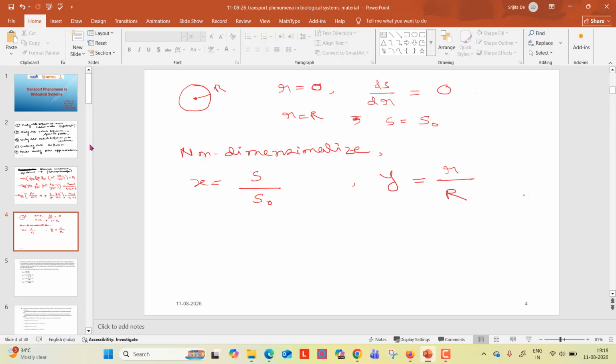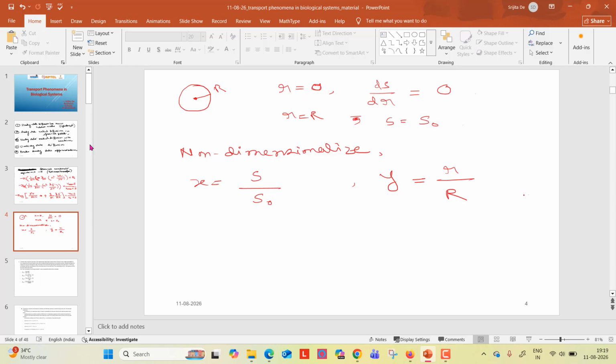Here we have two variables: r, which is the independent variable, and S, which is the dependent variable, right? So how the concentration changes with respect to the radius is what we want to see here. So we are taking this non-dimensionalization on the basis of this. Whatever our objective of a problem is, that's how we'll non-dimensionalize. We'll define that function and it will change for different cases. So this is x, this is your y, right?